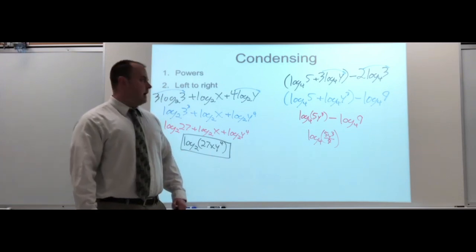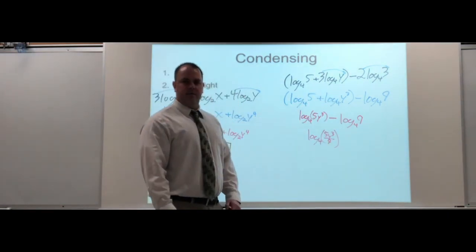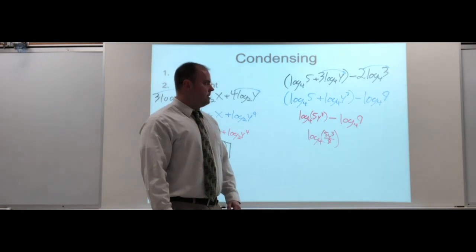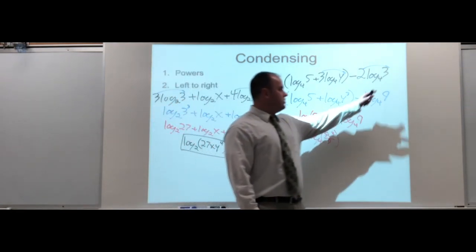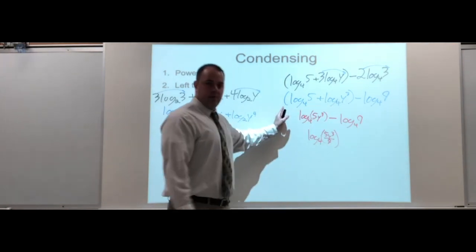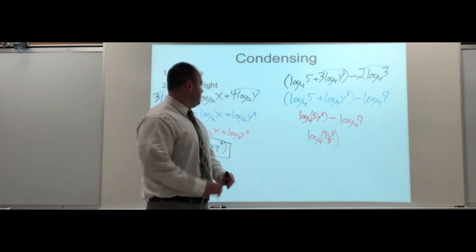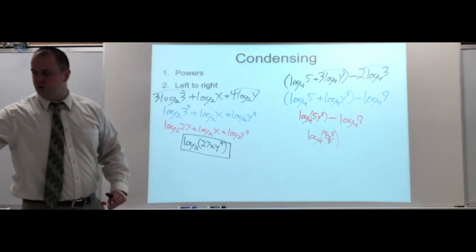Got it down to 1 log. All the bases were the same, so we could get it down to 1 log following the properties. Okay? So the important thing with condensing, make sure that you simplify what you can. Make sure you are working with your parentheses. It's showing you what values are going to be grouped together. Okay? I want to do one more example just to make sure we have it.